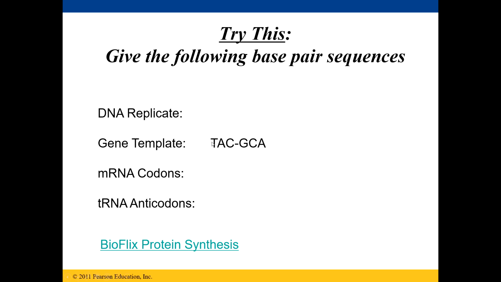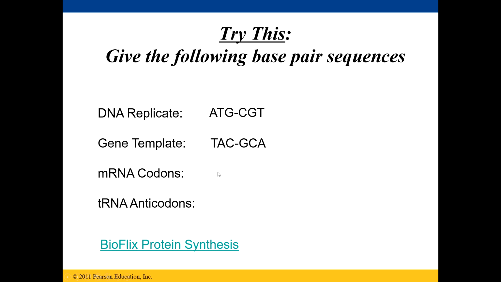Okay, let's try the first one. So T, converting, remember when you see a gene template, a gene is a region of DNA. So you know this is DNA. Also, it has T's. So when we're making more DNA from this DNA, T brings up what? A brings up T, C with G, G with C, C with G, and A with T. So there's the DNA replicate.